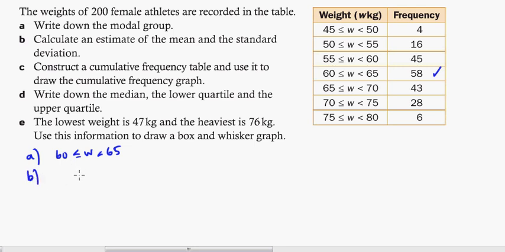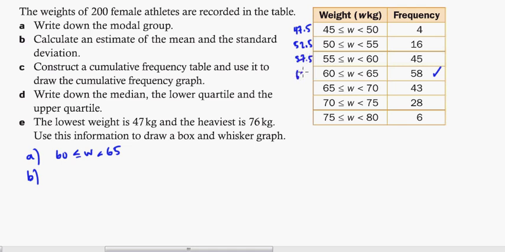B, calculate the estimated mean and standard deviation. No problem. We do this on a calculator. Now, the only trick here with interval data is you have to take the middle of each interval. The way you do it is you just take the average. So, 45 plus 50 divided by 2 is 47.5. This is the value we're going to enter in the calculator. Now, 50 plus 55 is 52.5. You should see a pattern here. It's going up by 5, so I can just fill this out.